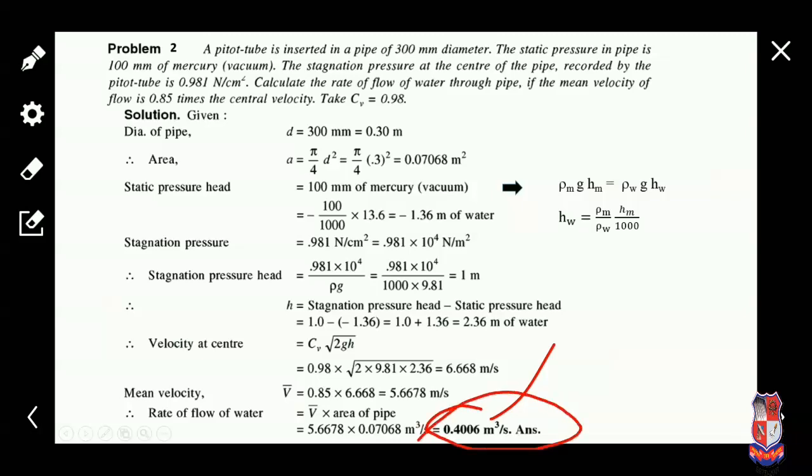Okay, so I hope, friends, you understand very well the concept of the Pitot tube, the application of the Pitot tube, and how the example of the Pitot tube is solved. Okay, thank you.